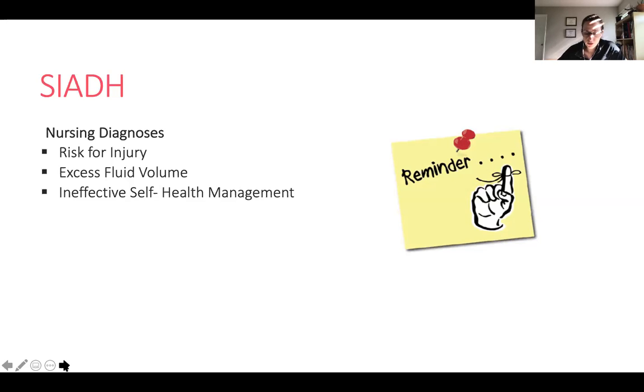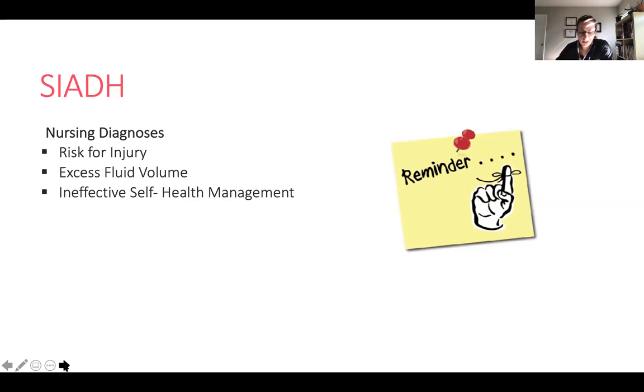Excess fluid volume, and they might have to restrict their fluid intake. So make sure that you're keeping up with that and educating them. You've had this much fluid today, you can only have this much more. Don't keep a water pitcher at their bedside, because that just encourages increased fluid intake, especially if the patient is confused.